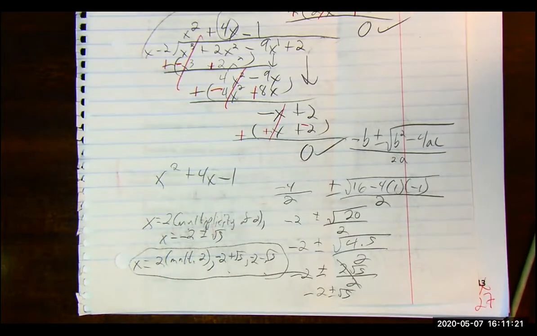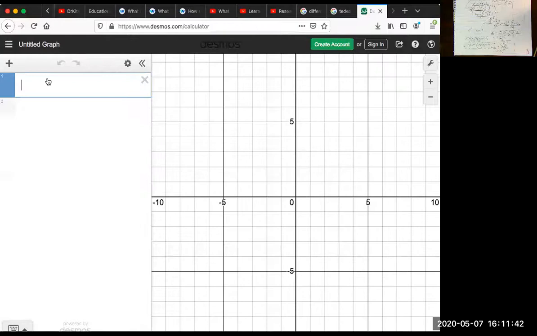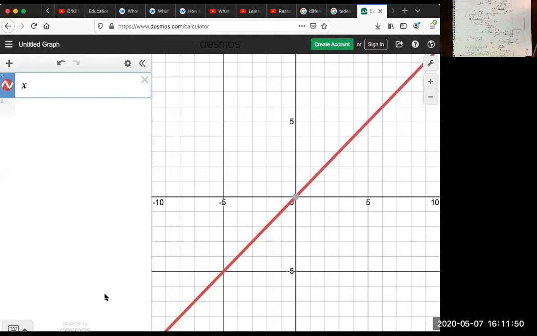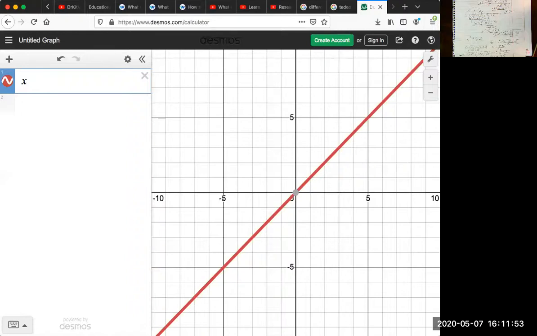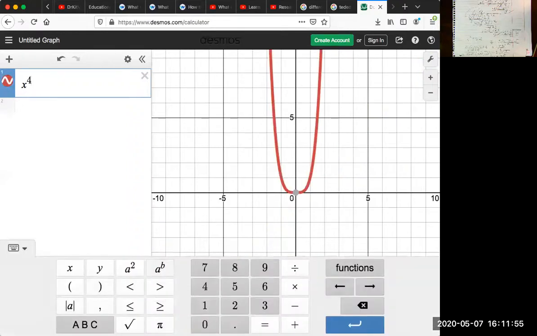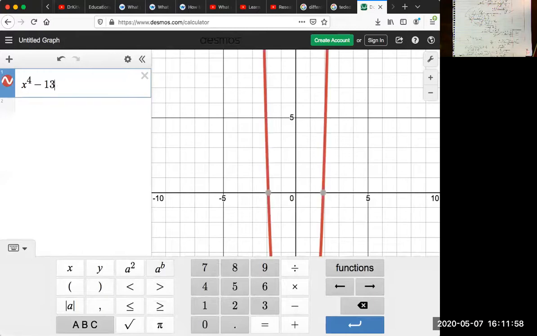Now I'm going to graph this in Desmos graphing calculator, just so we can see what it looks like, right? Okay, so we have x to the 4th minus 13x squared minus 13x squared.